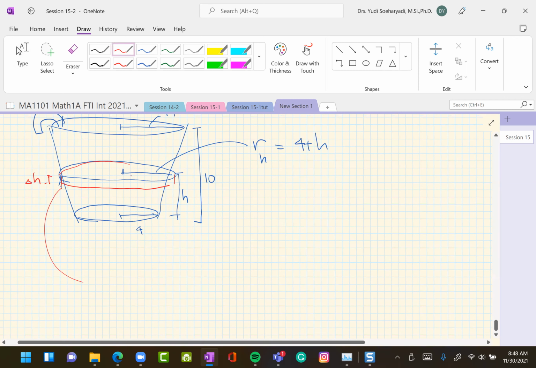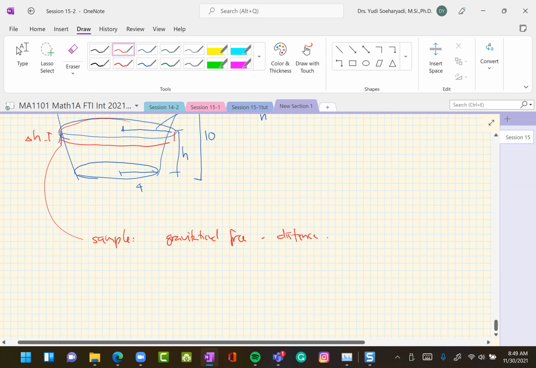So the sample work is the gravitational force times distance. The gravitational force is g times the mass, and mass is volume times density.